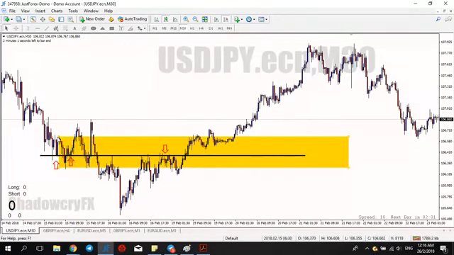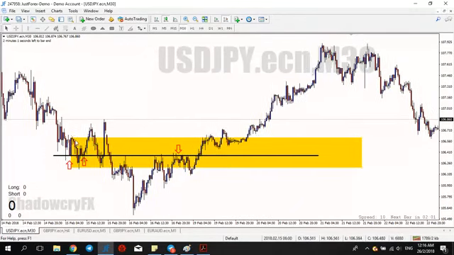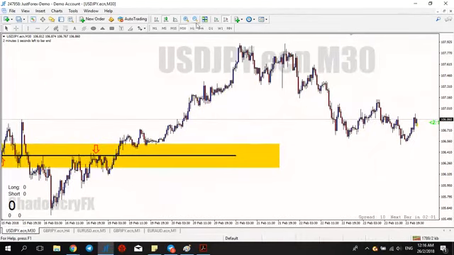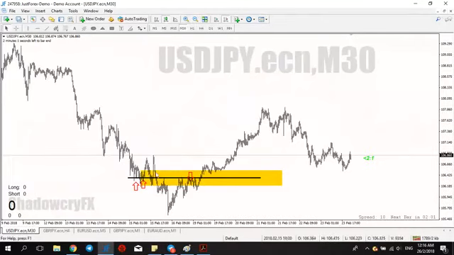Okay, we can take this one. Or you can also take this one for a smaller one. Just make sure you take a high and a low between this line. Okay, like this. Right. So this is one example.